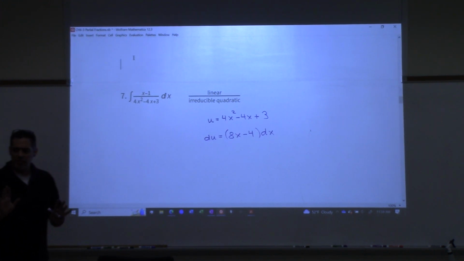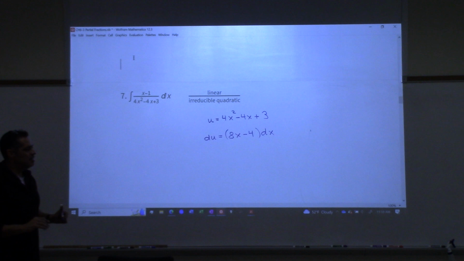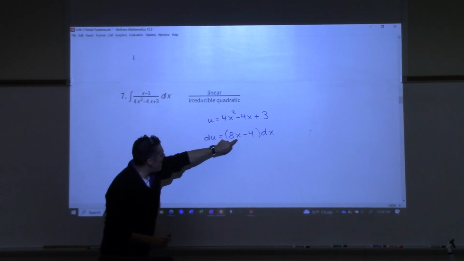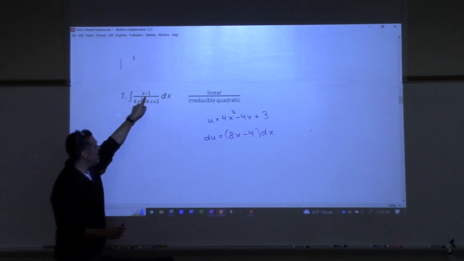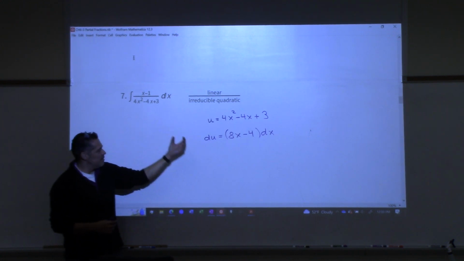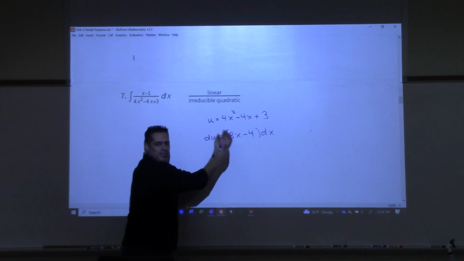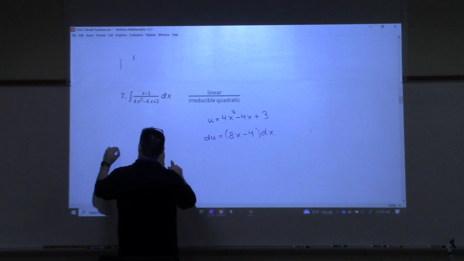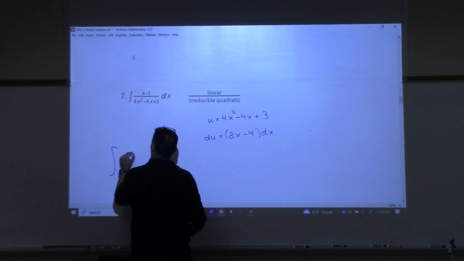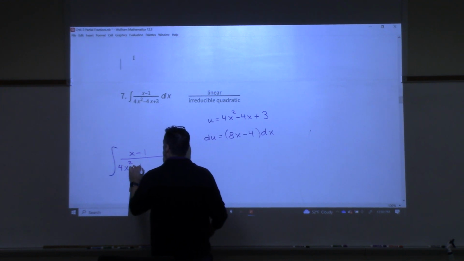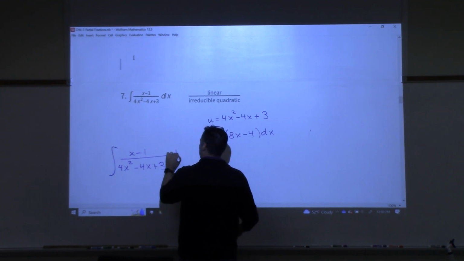Okay, so here's where the magic happens. Even though I don't have that there, I'm going to make that appear here. I'm going to make it happen. So watch me magically make this appear up here. So here's what I'm going to do first. I'm taking that original integral, x minus 1 over... it's not magic, it's just algebra, but it's creative algebra.